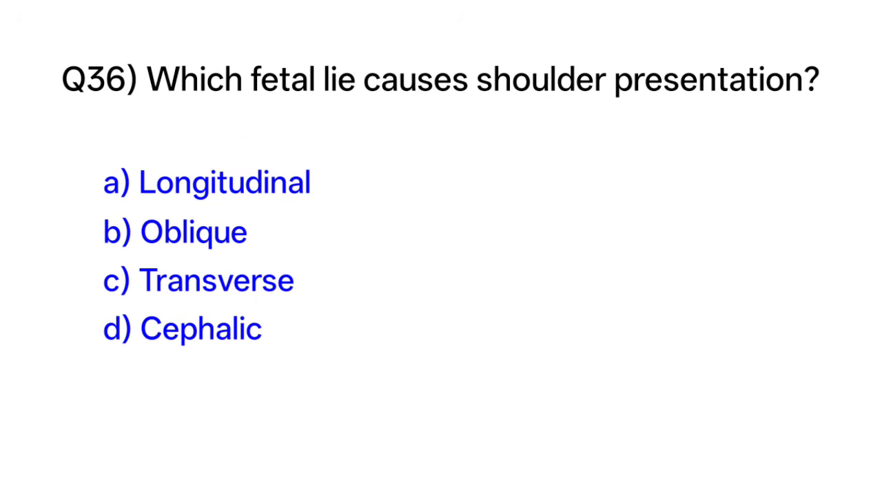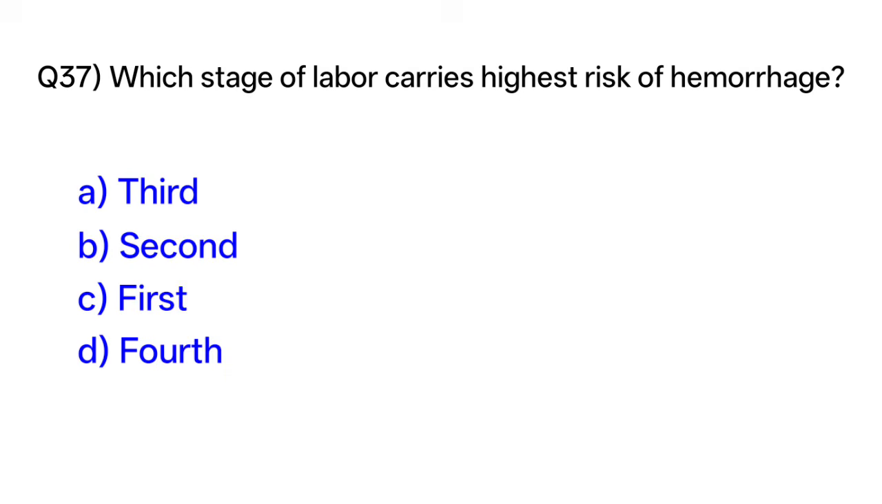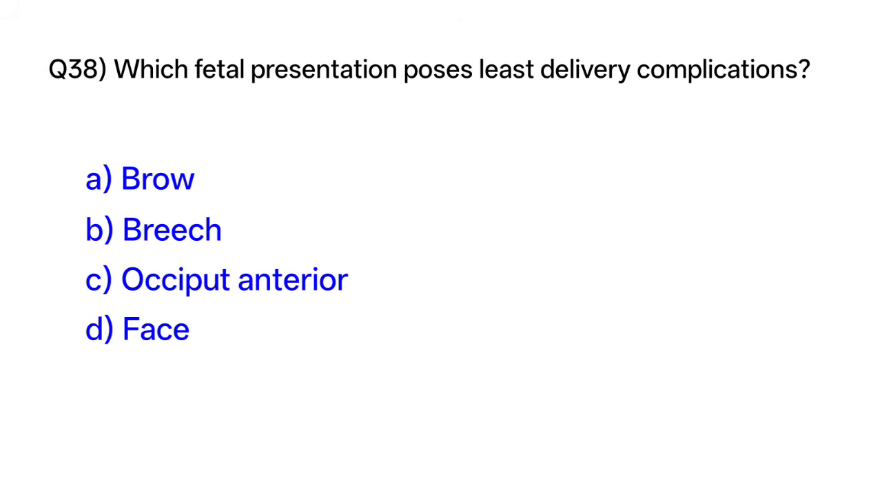Question number 36. Which fetal lie causes shoulder presentation? The correct option is C. Transverse. Question number 37. Which stage of labor carries highest risk of hemorrhage? The correct option is A. Third stage of labor. Question number 38. Which fetal presentation causes least delivery complication? The correct option is C. Occiput anterior.